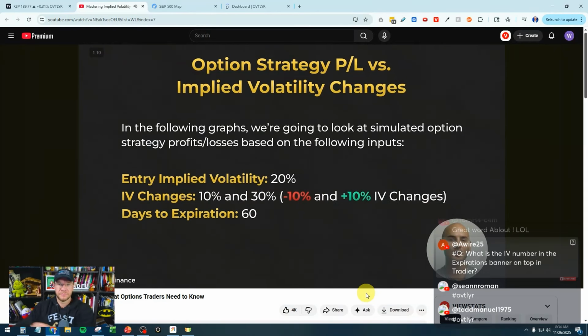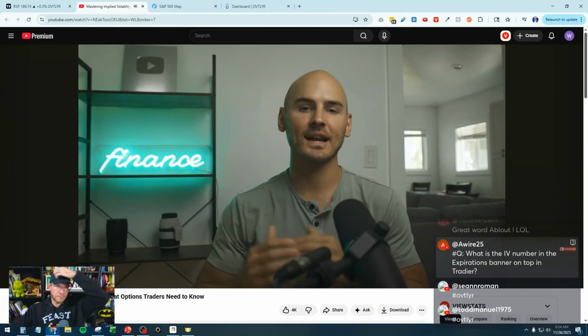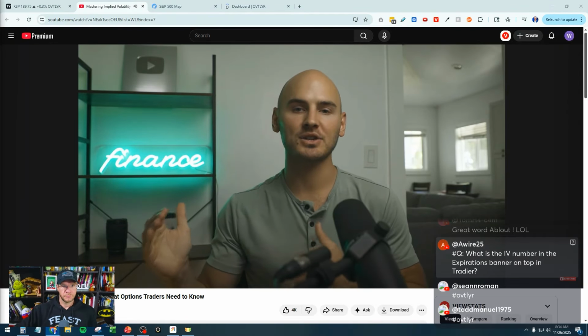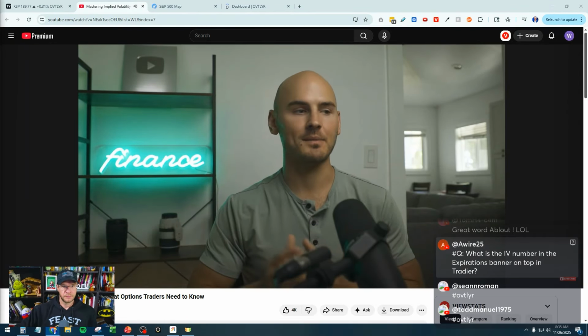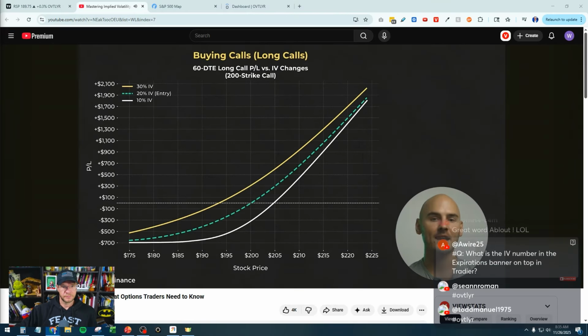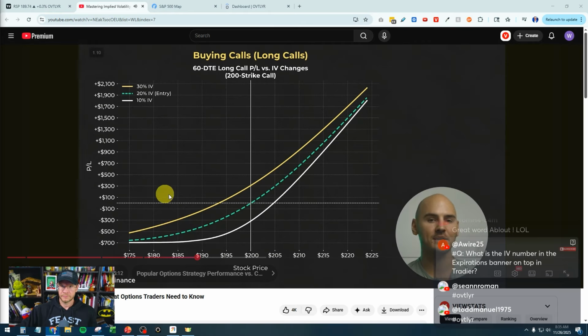The days to expiration for all the simulations is 60 days, and we're going to hold that constant, and we're going to look at various stock prices. So essentially, we're just going to look at the profits and losses of popular option strategies based on implied volatility changes alone, assuming no passage of time and at various stock prices. So this first chart is just buy and call options, aka long call options, and we are looking at a 200 strike call option with an entry implied volatility. Okay, so buying calls.